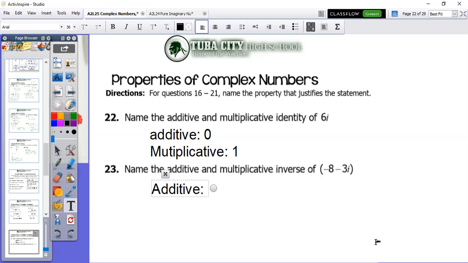All right, so what would I have to add to this to get rid of it? Well, okay, so I would have to get rid of the 8. So get rid of the 8 and get rid of the 3i. So that would be 8 plus 3i.